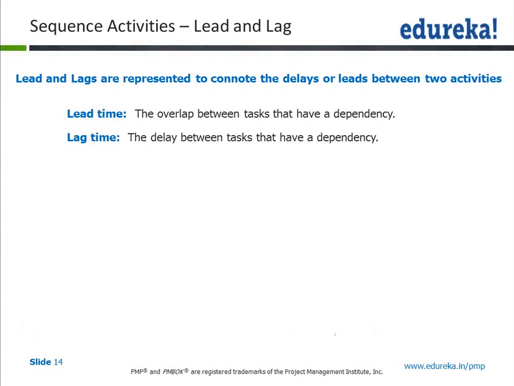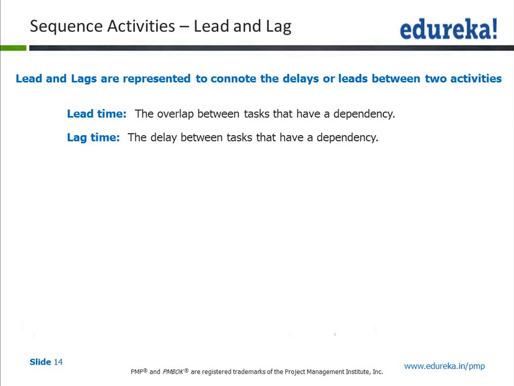And lag time, the delay between tasks that have a dependency. Delay between tasks that have a dependency. So there are 2 tasks, but you have to wait. As I said, say if there is some concrete being done, after the concrete is done, you can start off with the next activity, like putting plaster, building your walls. Once you concrete the floor, but it is not right.